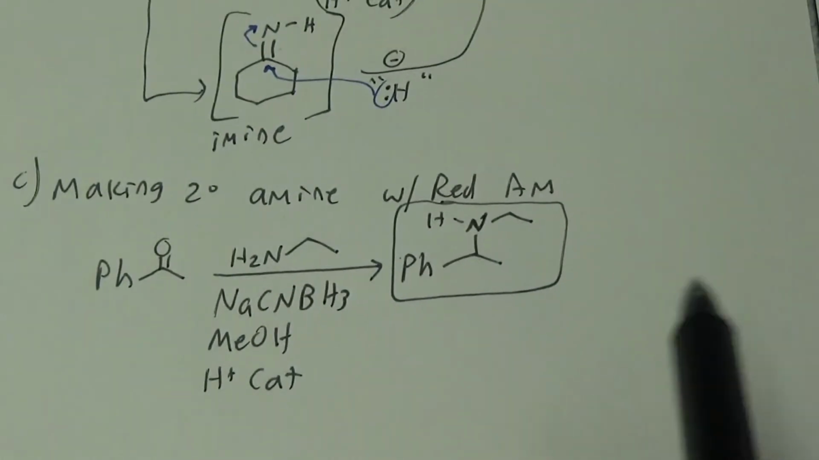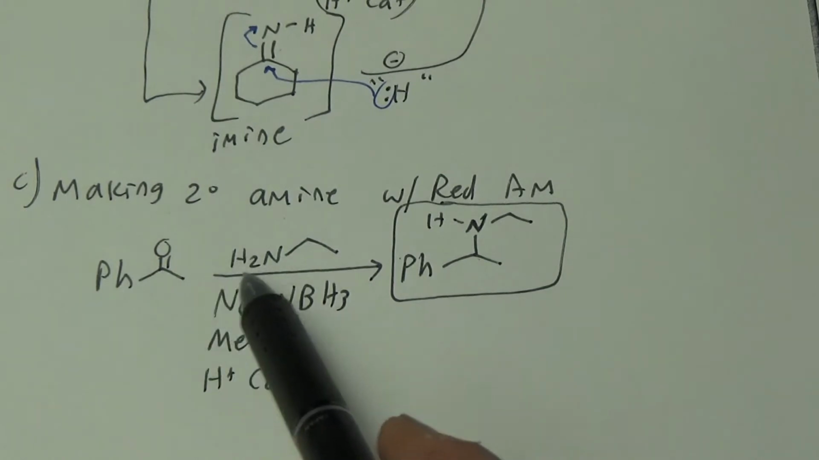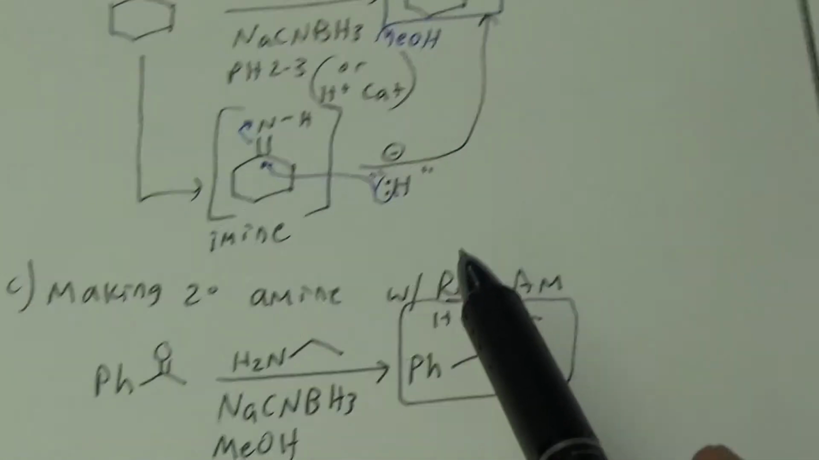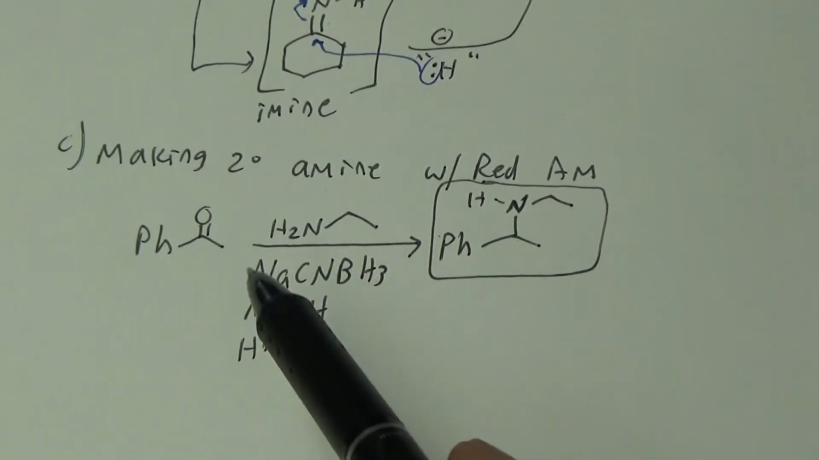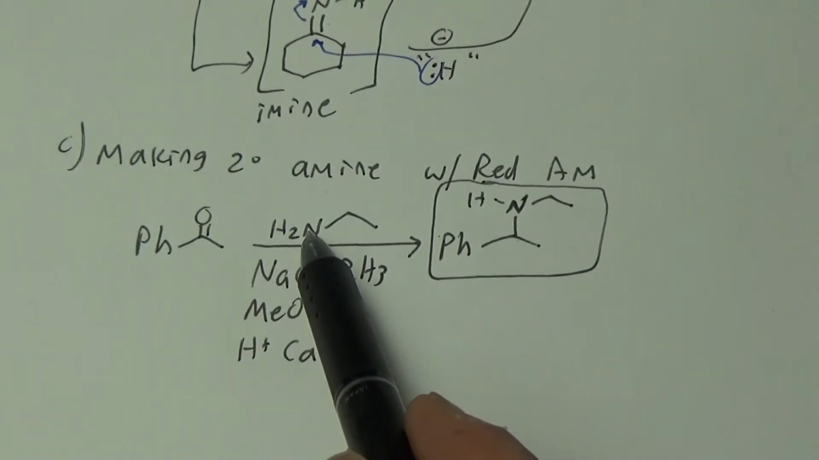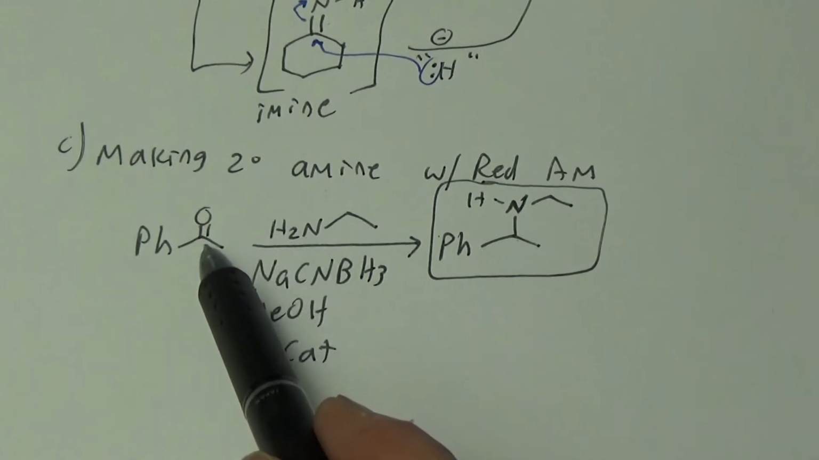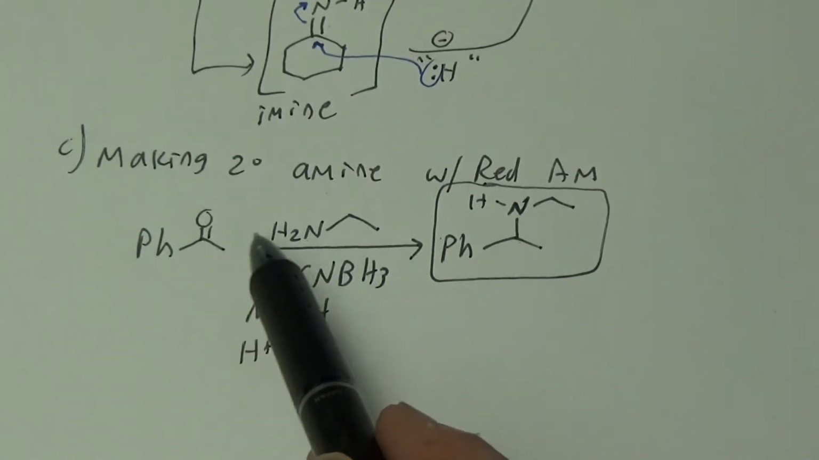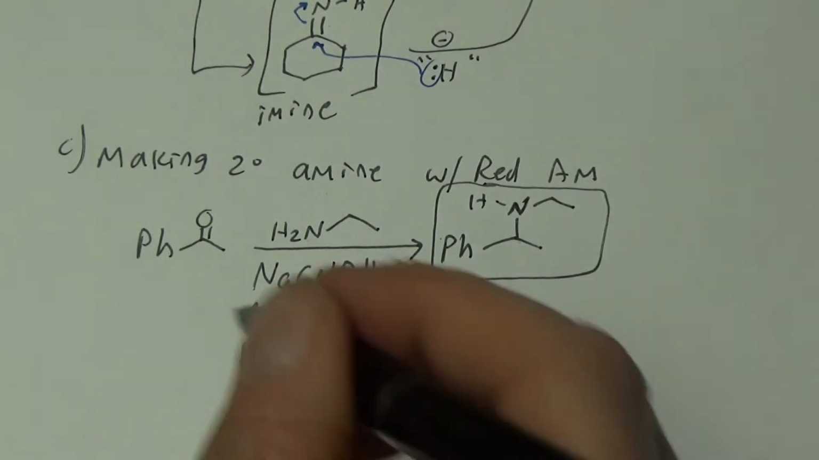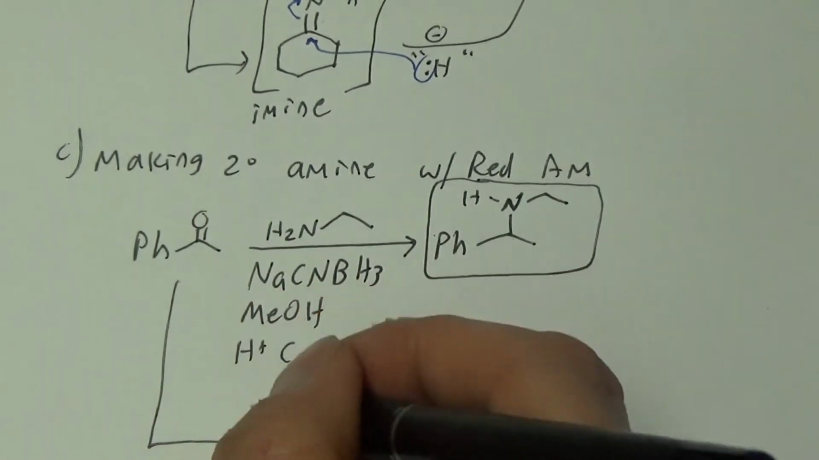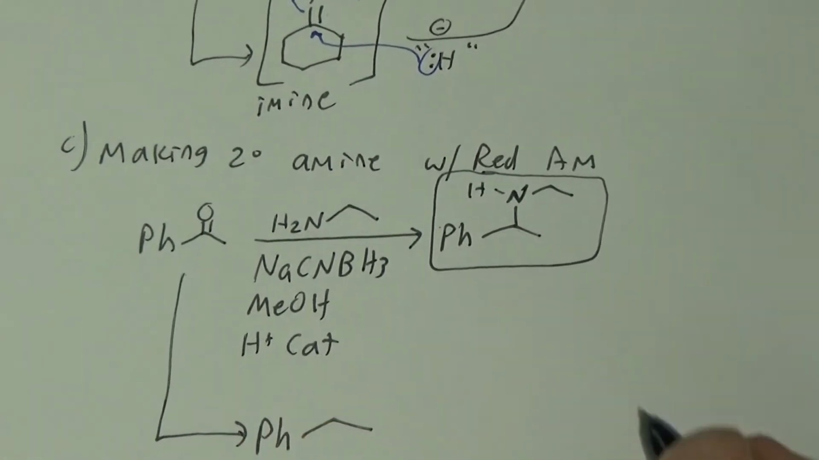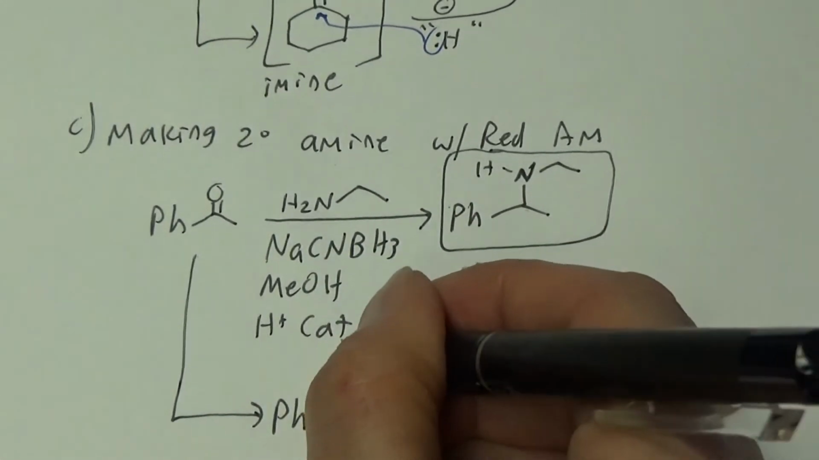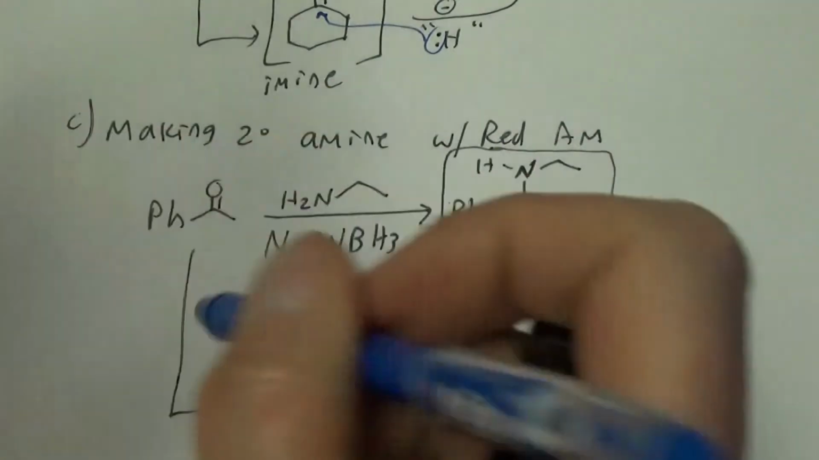What is the imine going to look like? You always go through an imine in the reductive amination. So of course, the nitrogen attacks the carbon. First you protonate the oxygen, and then the nitrogen attacks, basically replacing the double bond O. So the imine structure is going to be that, but with the nitrogen. This is the imine.